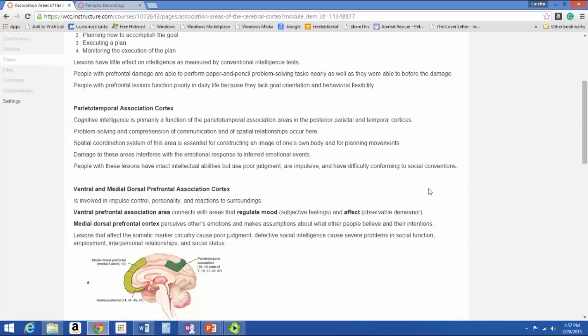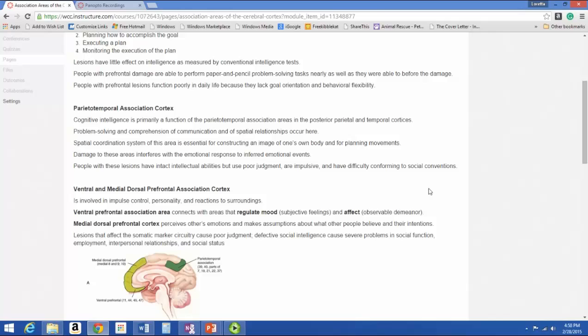So the ventral prefrontal association area connects with areas that regulate mood and affect, which is your observable demeanor. And the medial dorsal prefrontal cortex controls how you perceive other people's emotions, and it makes assumptions about what other people believe and what their intentions are. So if you have a problem there, that can really cause problems with interpersonal relationships, and it can develop into paranoia and delusions and that sort of thing.